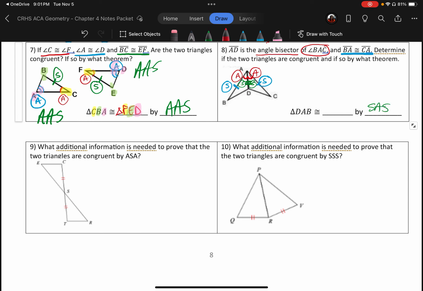We just have to finish the congruency statement. Triangle DAB, and we've done this enough times to where you should hopefully be able to do this a little faster now. Triangle DAB will be congruent to triangle DAC. If you need to slow down and use the highlighters, you're more than welcome to do so. But for time's sake, let's move on to number 9 and 10.